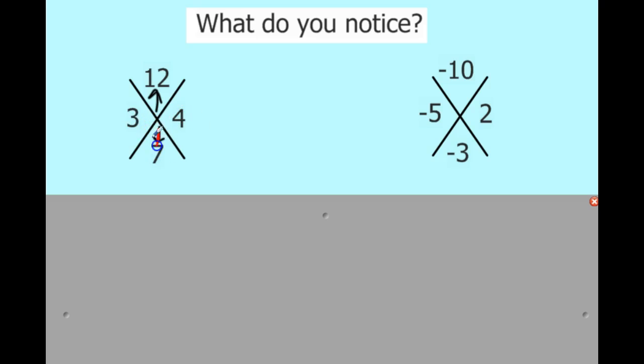3 and 4 add to make 7. So if we add these bottom two numbers, you get 7. But with the top two, 3 times 4, if we multiply, will give us 12. So basically, if you multiply the side two numbers, you get 12, and if you add them, you get 7. Same thing on this problem. If we add these two numbers, -5 plus 2, we get a -3. And if we multiply them, -5 times 2 gives us -10.